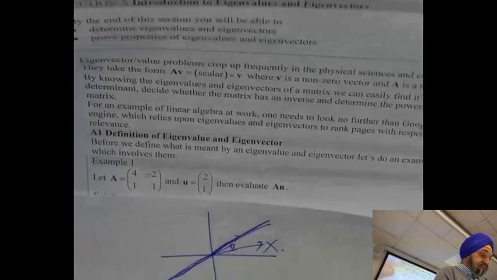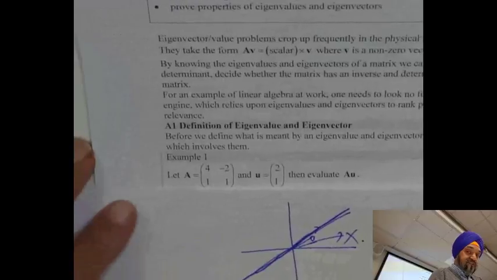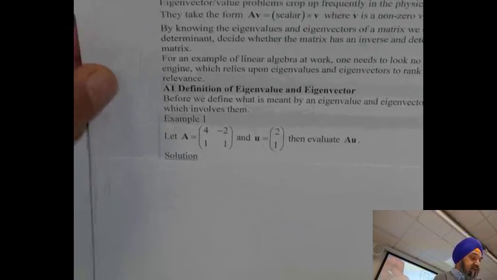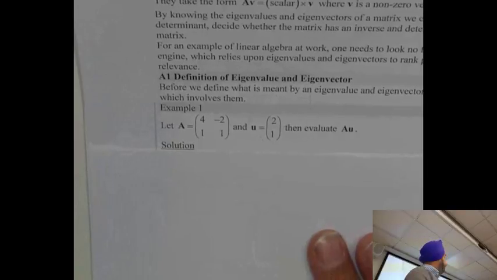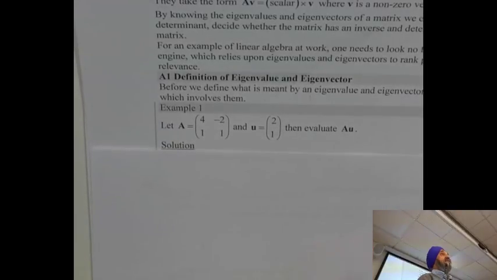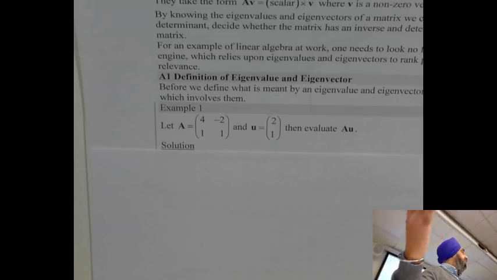Anyway, let's do an example. So let's do this example here. You've got A times this. Like I say, eigenvalues are very useful indeed. We're going to convert a matrix like this into a diagonal matrix. Diagonal matrices are good. They're much easier to deal with than non-diagonal matrices.